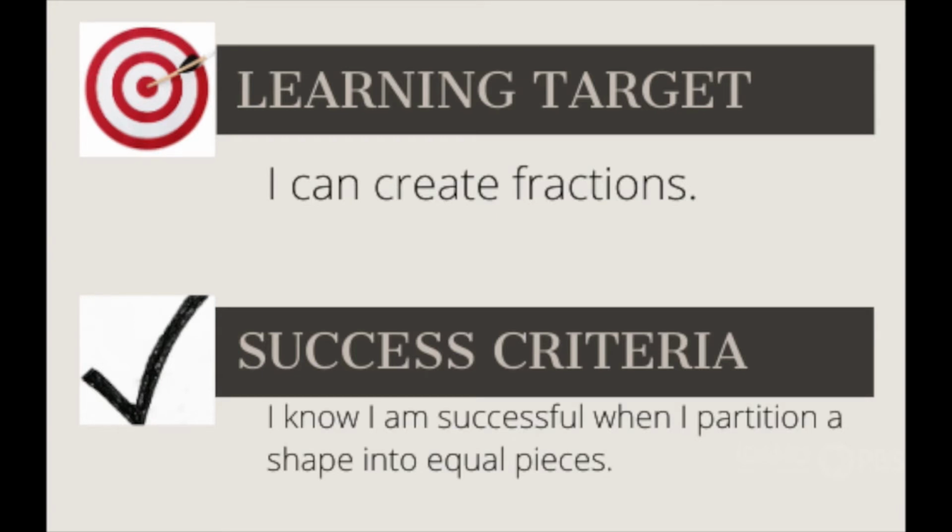We still have time before they get here to review our learning target. Our learning target today was to create fractions. And we knew we were successful when we partitioned a shape into equal pieces. Well, we partitioned a banana, the orange, graham crackers, pizza, and brownies all into equal pieces. So I would say that we definitely met this success criteria and were successful in our learning target.